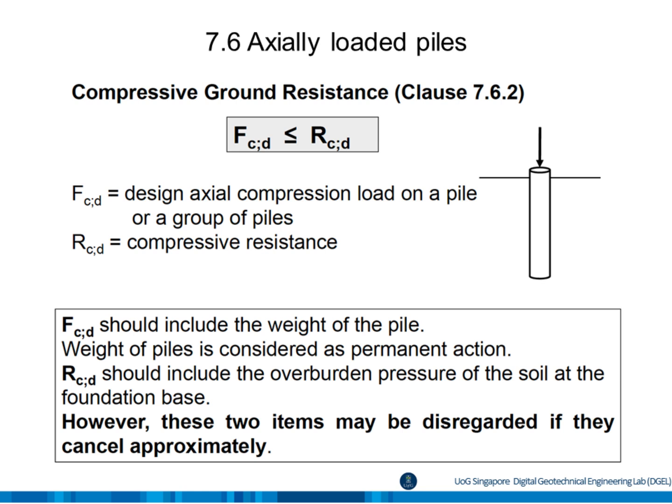The design load, FCD, is determined from combinations of actions following the partial factor method. It includes the self-weight of the pile. The design resistance, RCD, can be determined from static load tests, dynamic load tests, or ground test results. It includes the overburden pressure of the soil. However, note that the pile's self-weight and the overburden pressure may be disregarded if they approximately cancel each other out.